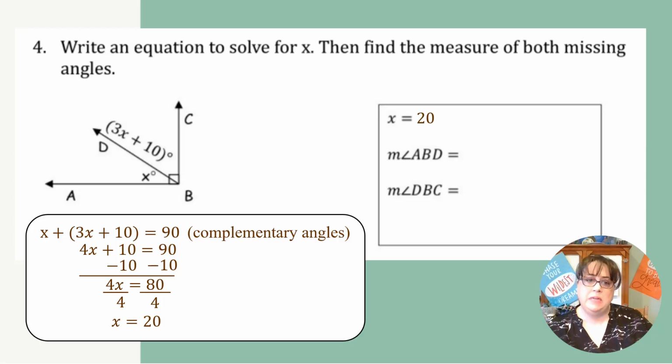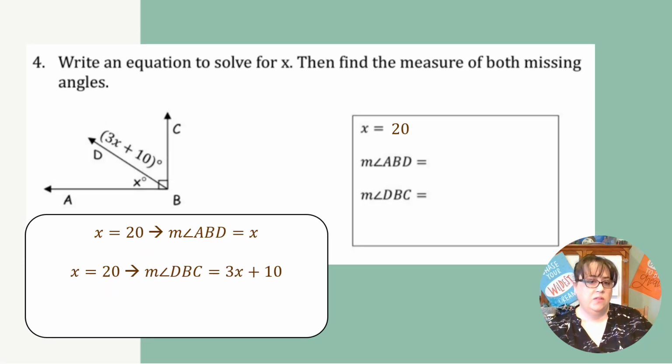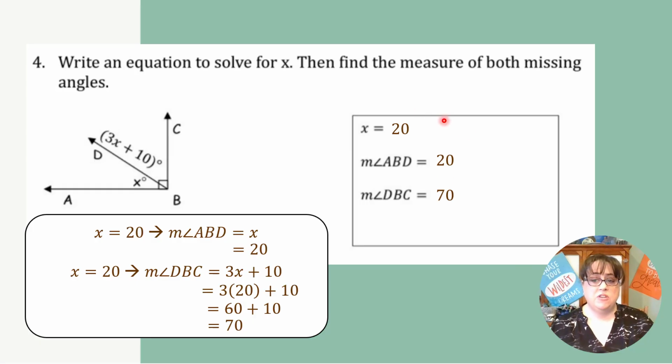Well, the measure of ABD is just x. So that just means that the measure of ABD is just 20. And then on the next one, the measure of DBC ends up being 3 times 20, which is 60, and 60 plus 10, which is 70. And then I can double check and make sure I did this right. What is 20 plus 70? 20 plus 70 is 90. I now know I did this right.